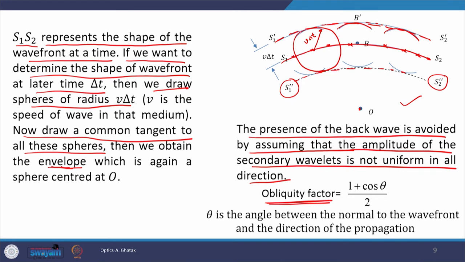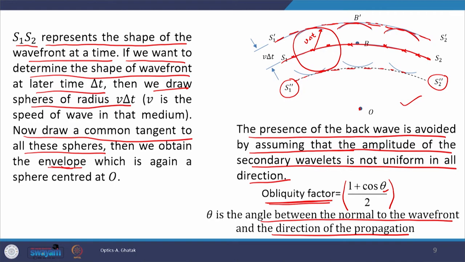And what does the obliquity factor do? The obliquity factor is nothing but an expression, which is (1 plus cos theta) by 2, and theta is the angle between the normal to the wave front and the direction of propagation. Suppose a wave front is going in the x direction and the normal is pointing in another direction, then theta is the angle between the two. If we consider the forward direction, then theta would be 0 and this obliquity factor would be equal to 1.